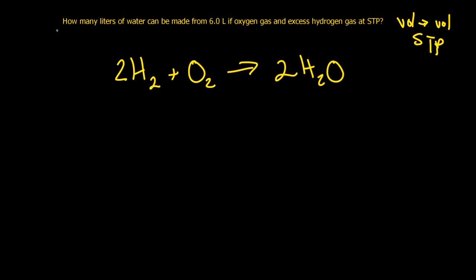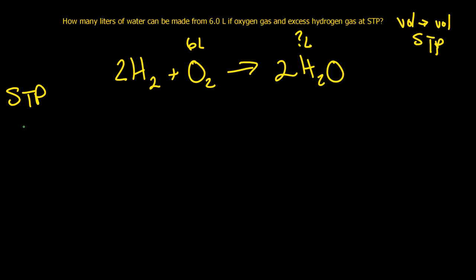It says how many liters of water, so I'm looking for liters of water, can be made from 6 liters of oxygen. So I got 6 liters of oxygen and excess hydrogen gas. So this is excess, I'm not going to worry about it. And we're at STP, standard temperature and pressure. All right, to do stoichiometry, what is it we have to have? Well, we have to have moles. We can't compare volumes, we can't compare masses, we have to compare moles. So I got to convert 6 liters to moles.